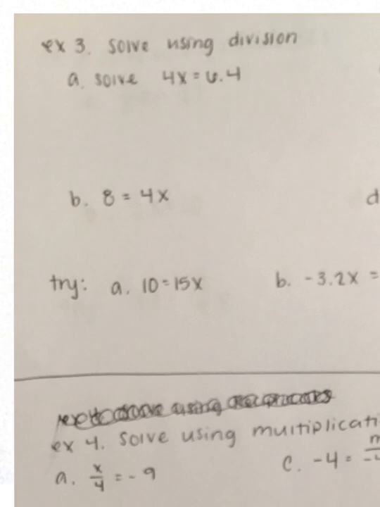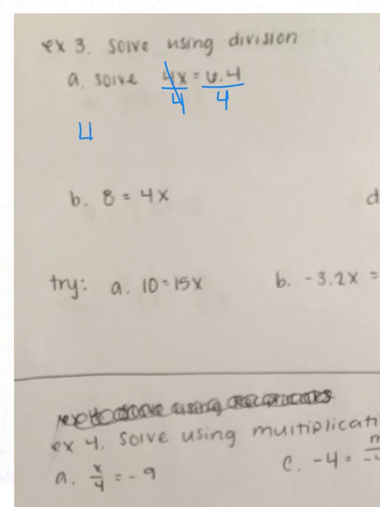Now, if I wanted to get x all by itself and I have 4 times x, the opposite of multiplying would be dividing. So I'm going to divide both sides by 4, right, because those will then cancel. And if I do 6.4 divided by 4, we can do a quick review, right?